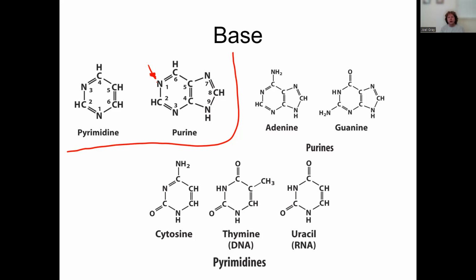In counterclockwise fashion, we go 1 through 6. Then, in a clockwise fashion, we go 7 through 9 on the remaining atoms of the other ring. For a pyrimidine, we start at the 6 o'clock position where we have our nitrogen, and we go in a clockwise fashion 1, 2, 3, 4, 5, 6.